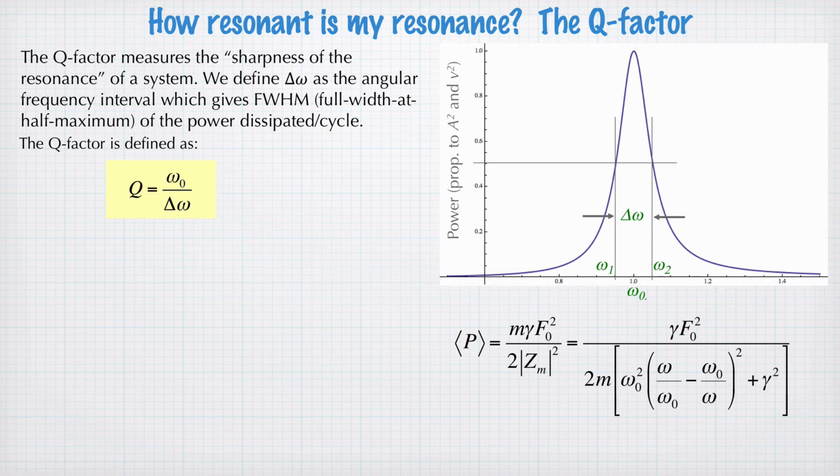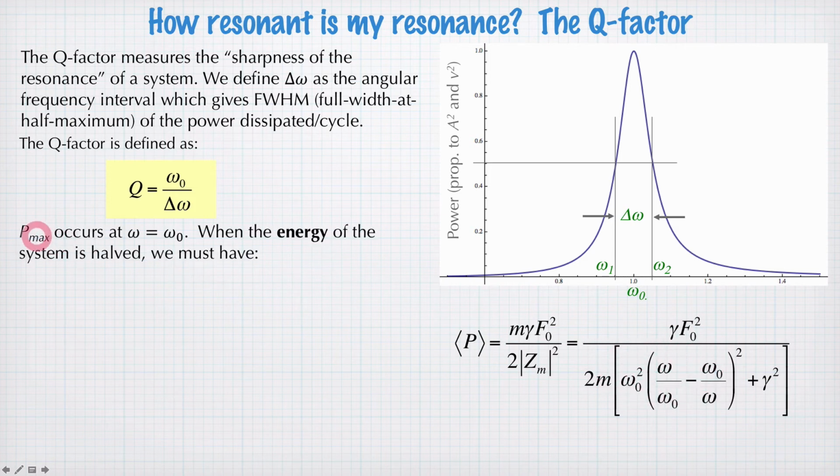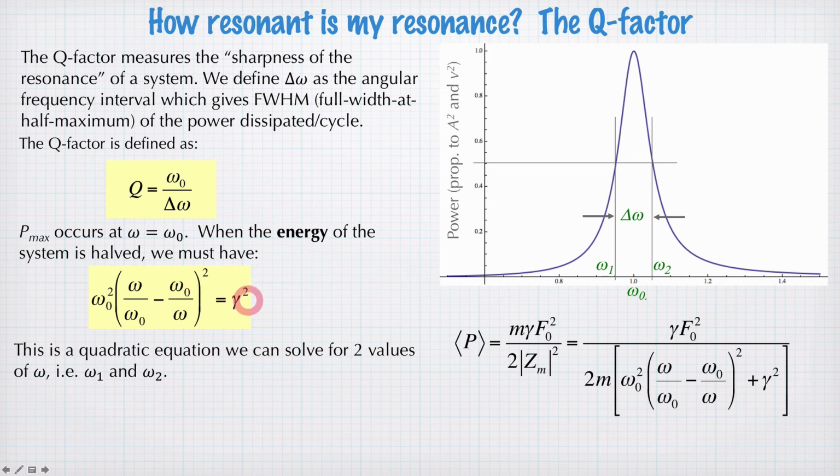How do we find Q? In other words, how do we find this frequency at half maximum and this frequency at half maximum? Well, here's our equation for the dissipated power. I've re-expressed it slightly differently here, but it's the same equation. So we need to find where this power drops by a factor of 2. Pmax occurs when omega is equal to omega naught. But when the energy of the system is halved, we must have these two terms equal to each other. So this term here must be equal to this term here, and that is when the power dissipated is exactly a half of the maximum, because at maximum this term here disappears completely and we just have this numerator here divided by gamma squared. So when this part here equals gamma squared, then we've reduced the power dissipated by a factor of 2.